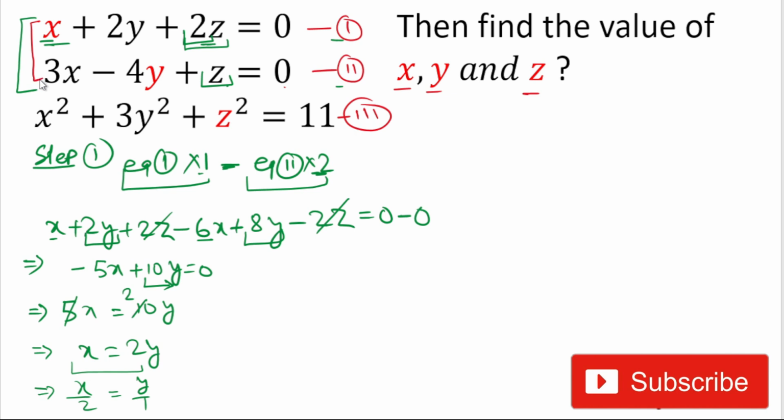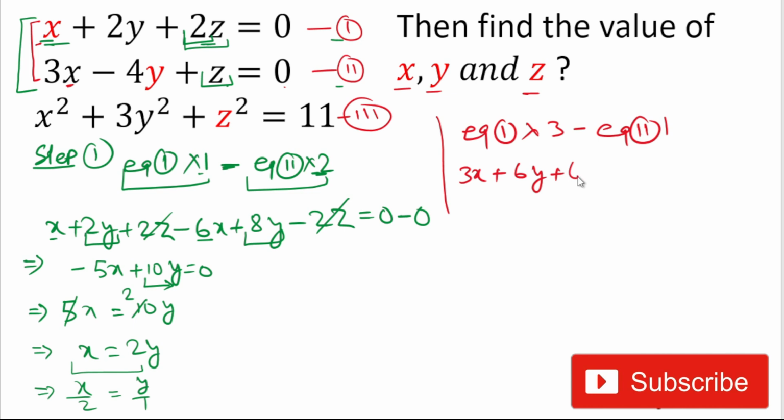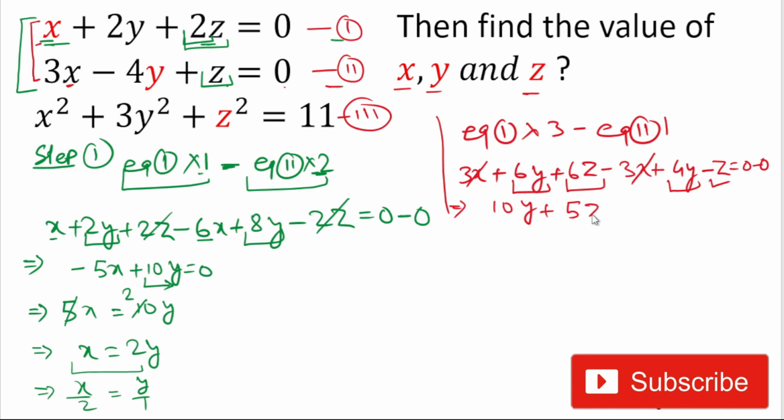Likewise, for eliminating x, we multiply equation 1 by the coefficient of x in equation 2, that is 3, and equation 2 by the coefficient of x in equation 1, that is 1, and subtract. Equation 1 multiplied by 3 gives 3x plus 6y plus 6z, minus 3x, minus and minus gives plus 4y and minus z equals 0 minus 0. So 3x and 3x are eliminated, 4y plus 6y is 10y, and 6z minus z is plus 5z, equal to 0.